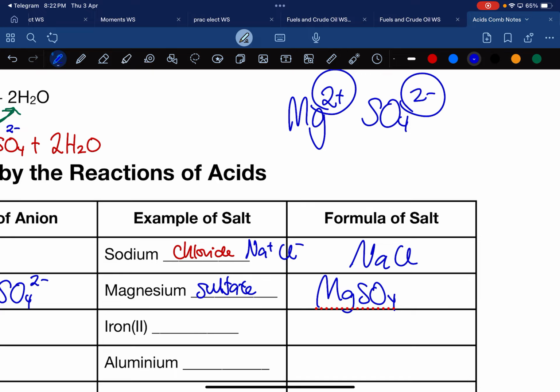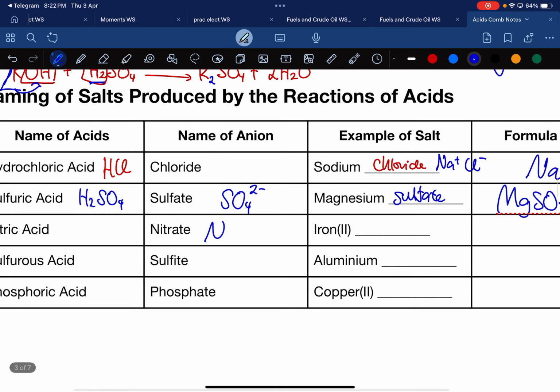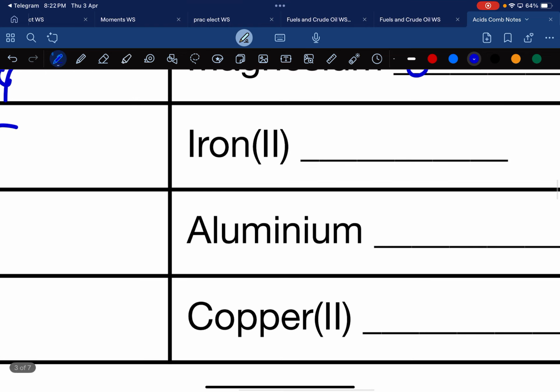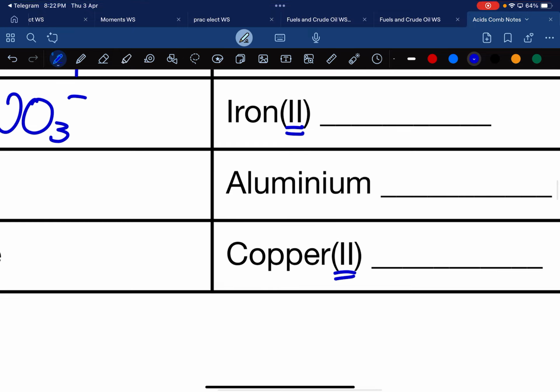Good. Nitrate is just NO3 minus. When you write iron, you write nitrate. By the way, guys, for those of you who forgot, this Roman numeral 2 represents 2 plus charge. Chemical symbol for iron is Fe. Copper is Cu. Aluminium is Al. Okay?